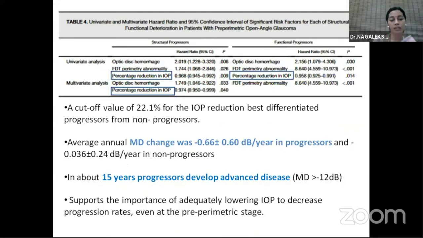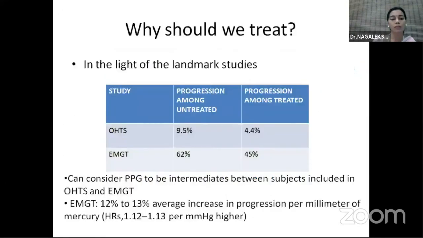Among the various variables, optic disc hemorrhage and percentage reduction in IOP had a positive association with both structural and functional progression. A mean deviation progression of about -0.66 plus or minus 0.6 decibel per year was noted. Considering this, it takes only about 15 years for the progressors to develop advanced disease. This supports the importance of adequately lowering IOP even in the pre-perimetric stage.